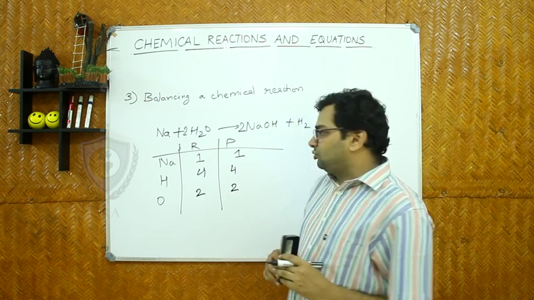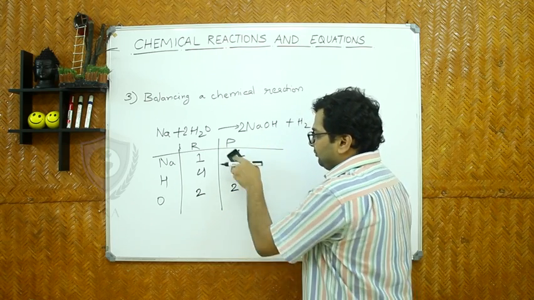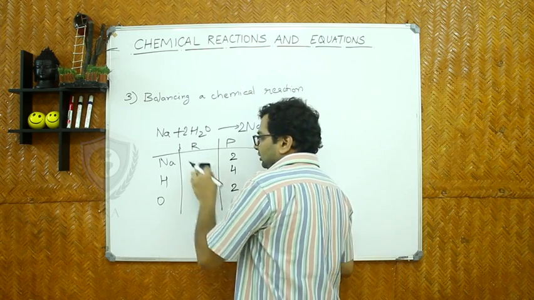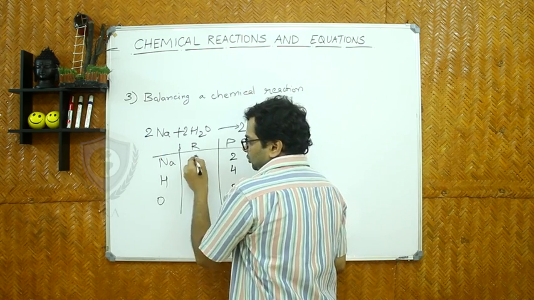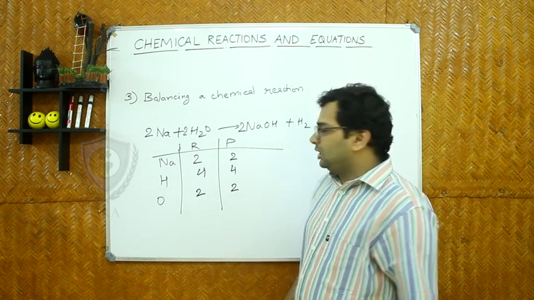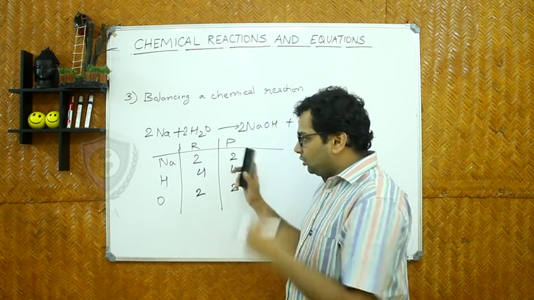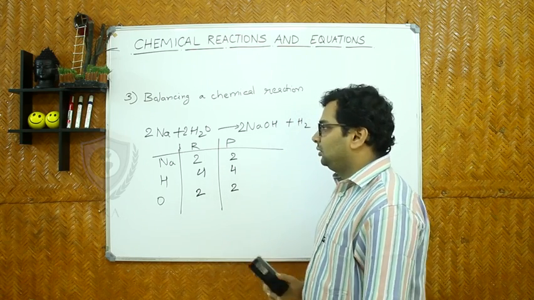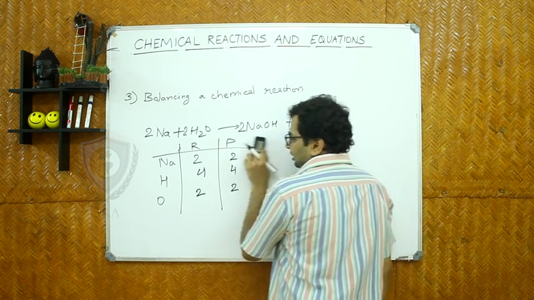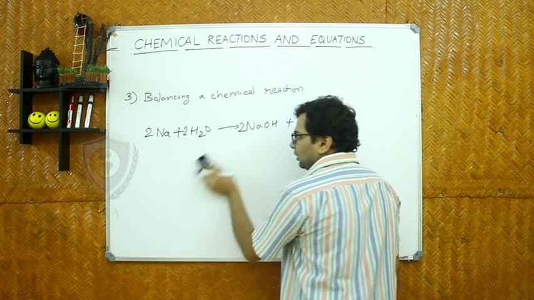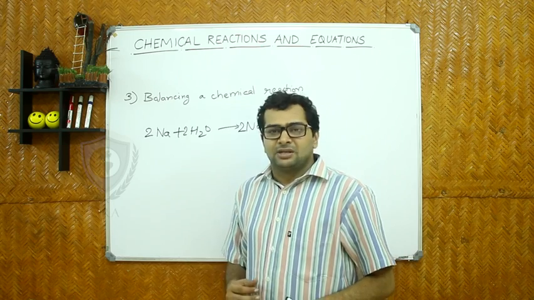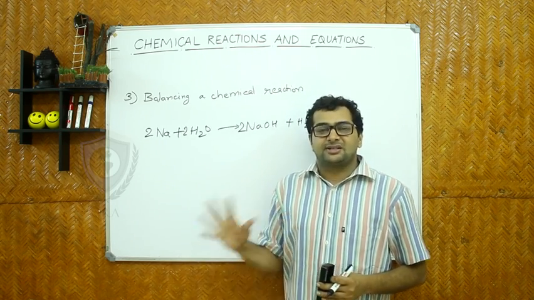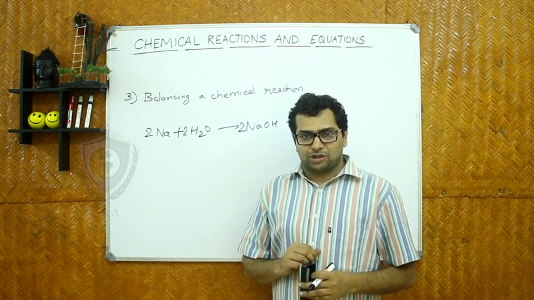Now the last thing is that the number of sodium has changed here from 1 to 2. So we can also add another 2 here to make it equal. So now we have 2 sodium on both sides, 4 hydrogen and 2 oxygen. So now the equation is a balanced equation. These were some of the examples, close to 5 or 6, which we looked into to understand how to balance a chemical reaction.